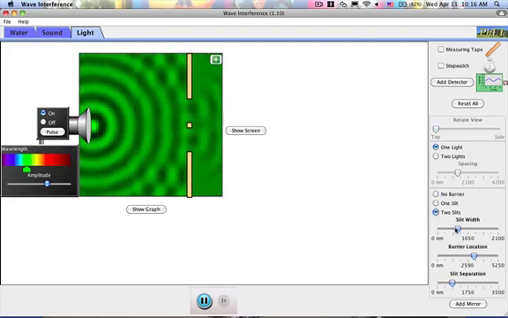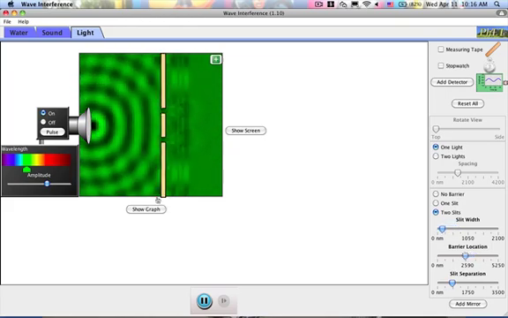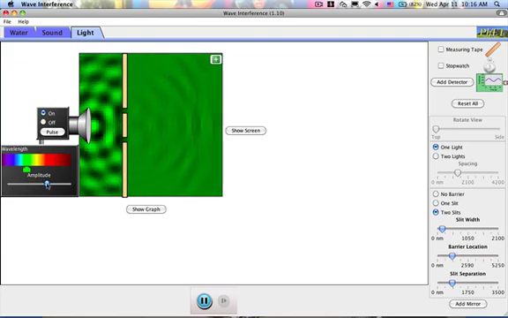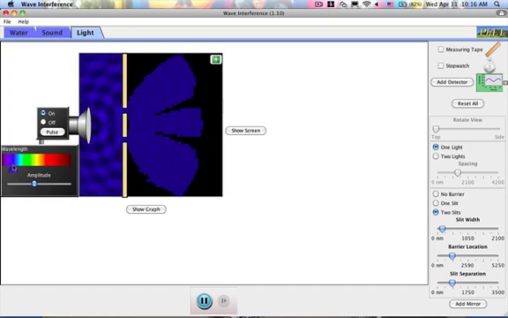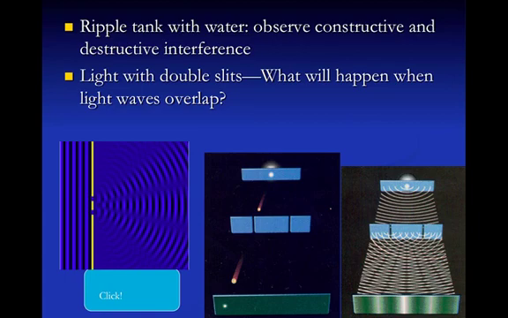Let's go ahead up to two. Have two slits. And if we put the barrier in front of the light, again we have wave patterns that develop. As the light passes through the slits, you can see the constructive and the destructive interference patterns that occur here. So we got to look at the ripple tank with the water to observe the constructive and destructive interference, and we looked at the light experiment with the double slits.